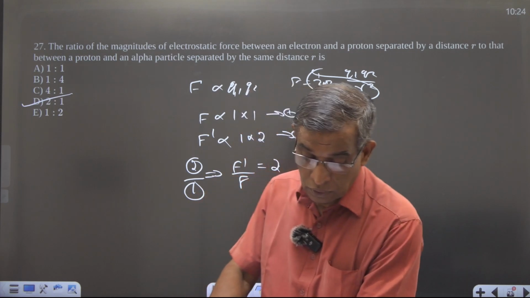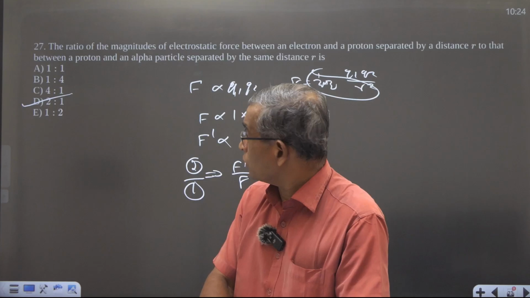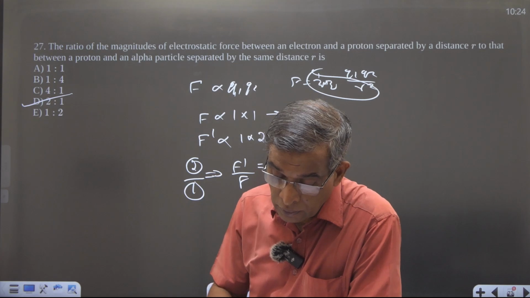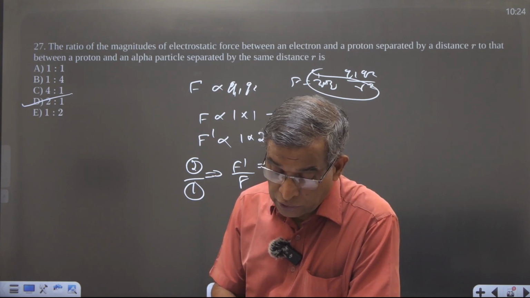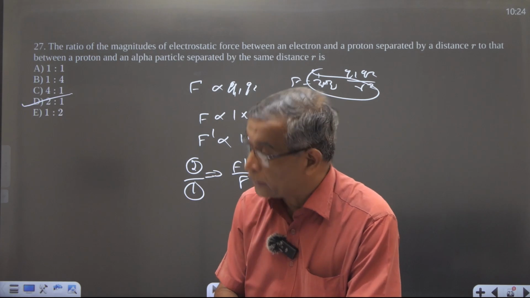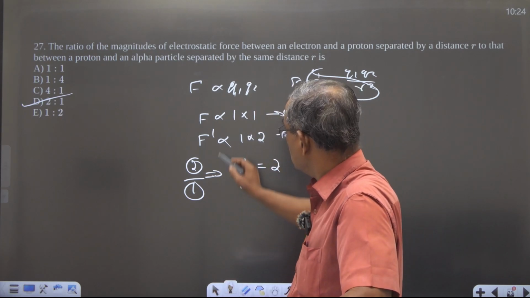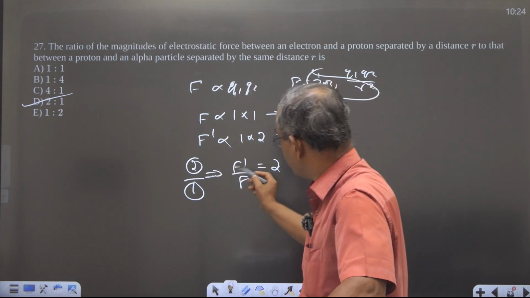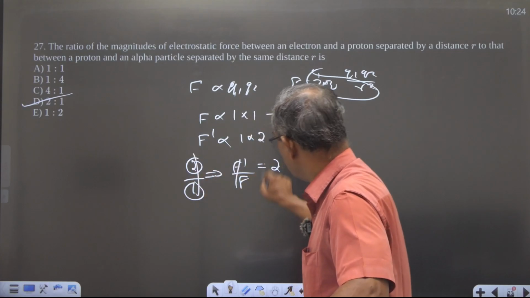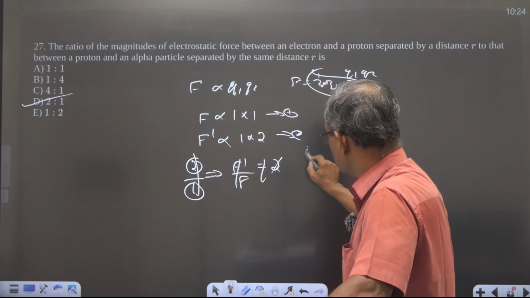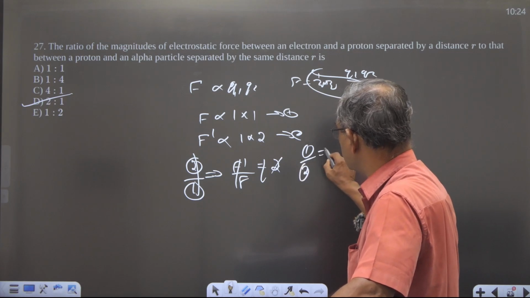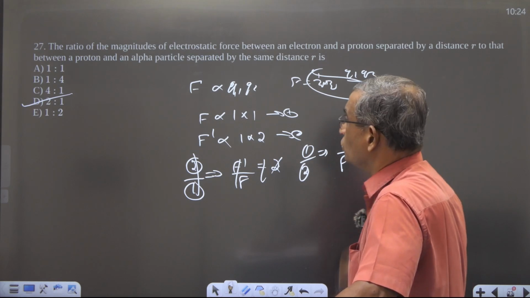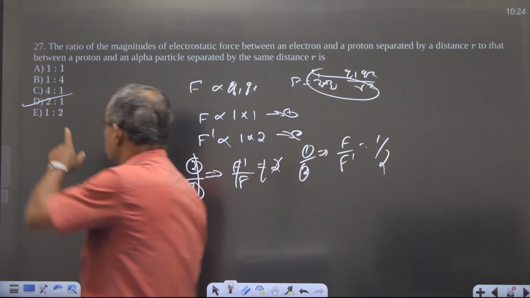Now, let me see the answer. 2:1 or 1:2, order no. The ratio of the magnitude of electrostatic force between electron and proton. That is the first step. Now, F by F dash is what we required. The reciprocal is required, not this one. The required is equation number 1 by equation number 2, which gives F by F dash equal to 1 by 2. So the answer is 1:2.